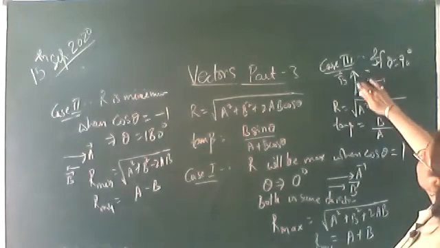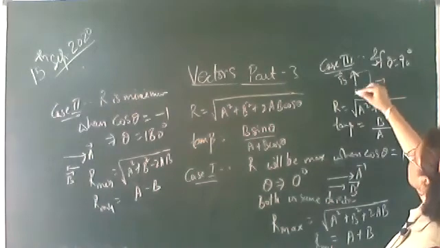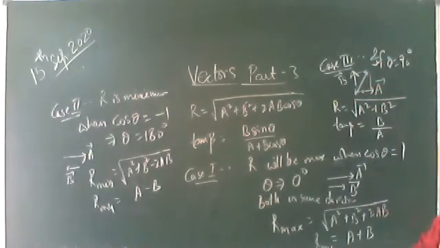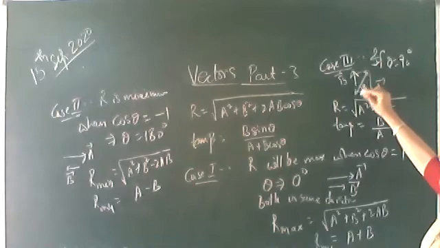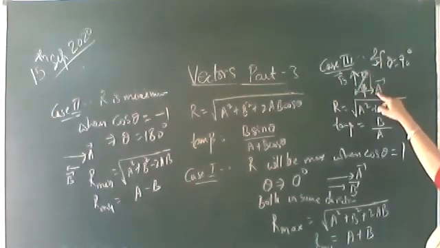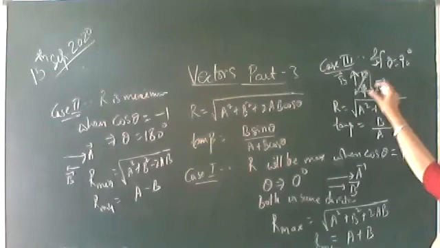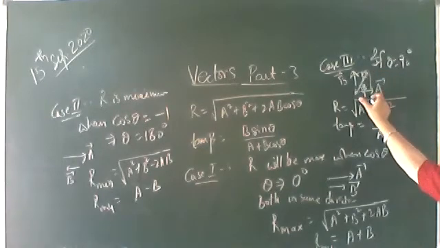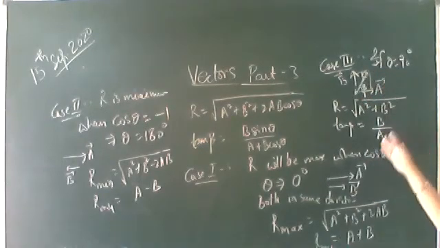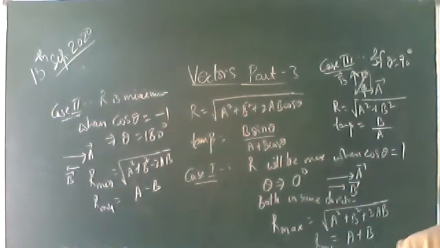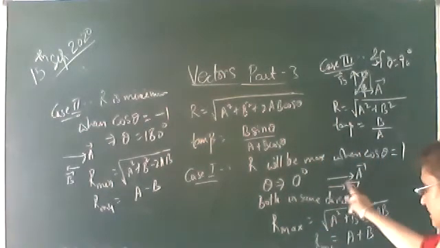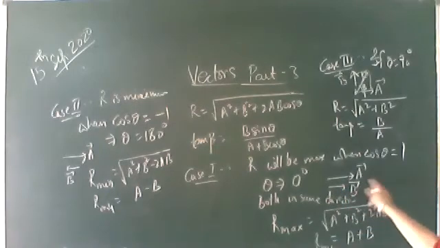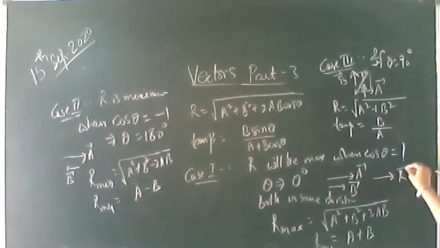Or directly you can find out. This is a right angle triangle. Beta is the angle which the resultant is making with the first vector. Tan beta is equal to perpendicular upon base. Perpendicular is B, base is A, so tan beta is B upon A. Either you can find out like this or use this formula. Both the vectors acting in the same direction, obviously the resultant is also acting in the same direction as that of A or B.